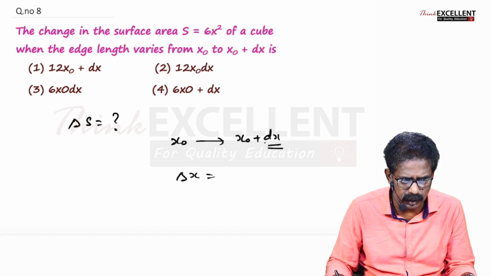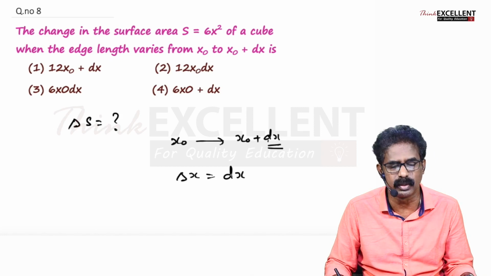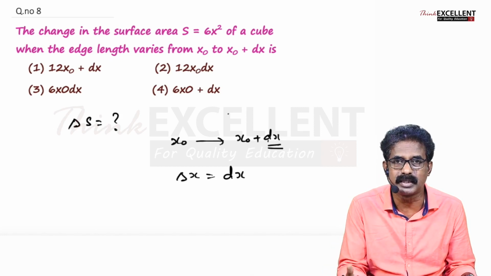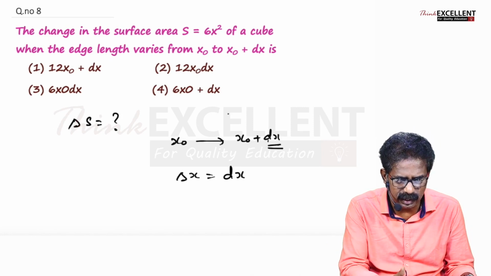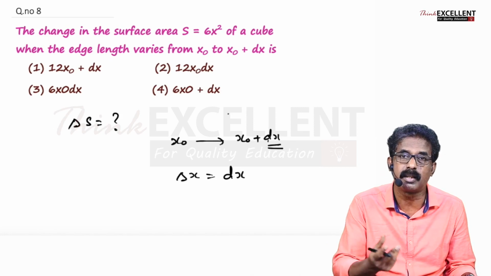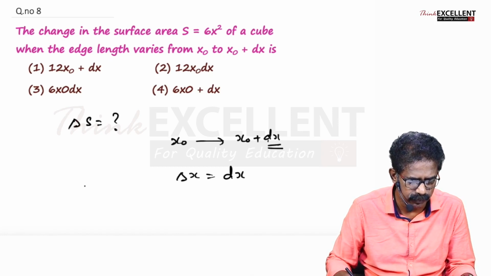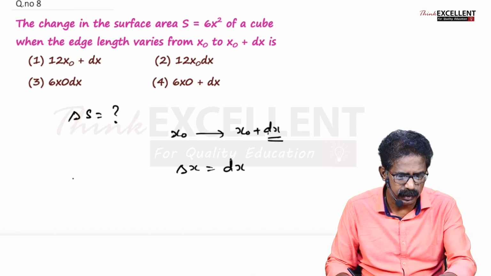Delta x is equal to what? dx. That is the change. Suppose 6 to 6.1. What is the change? 0.1, right? So here x0 to x0 plus dx, so the change is dx. So delta x is dx. So what did they ask here?